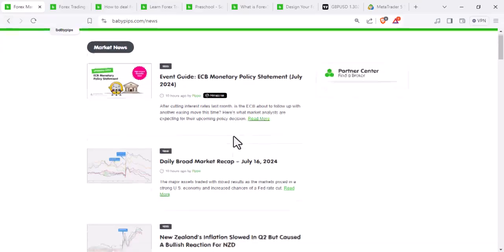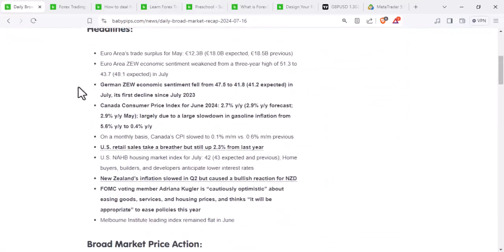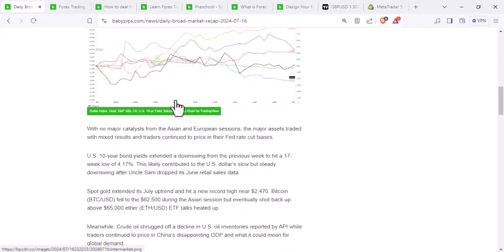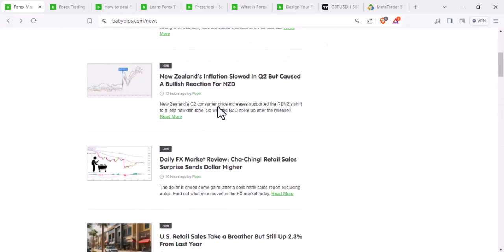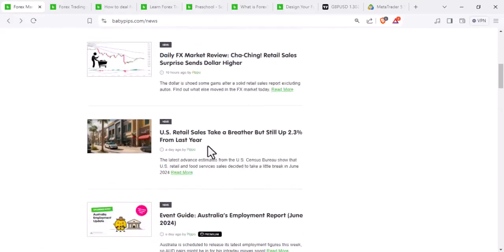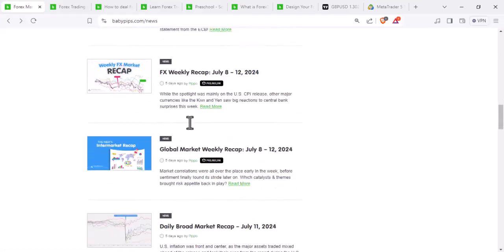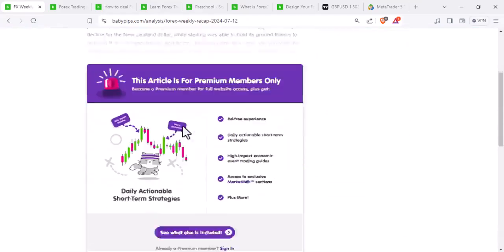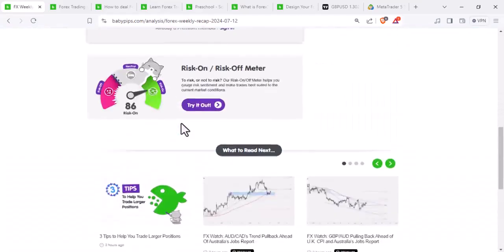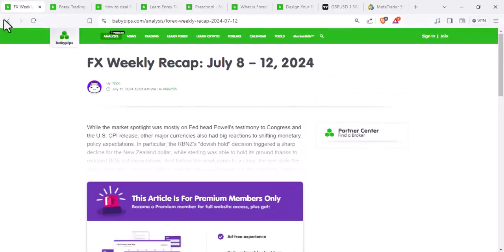For instance, let's go through this one, the broad market recap. You see headlines, euro area, and all this. Let's go back again to the blog and see if we can get something better. Let's see this report. Here is a weekly recap from June 8th to June 12th. It is an article, and then you go through it.